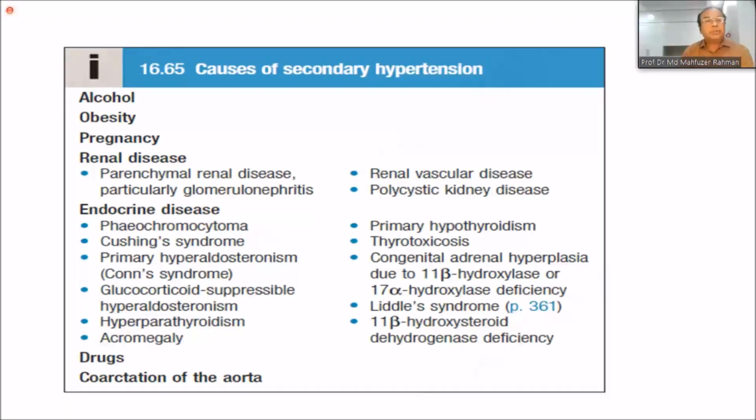And pregnancy, obesity, alcohol, drugs like corticosteroid, NSAID, and sympathomimetic drugs, oral contraceptive pills. These are important etiology behind secondary hypertension. And another thing, coarctation of aorta is also an important cause of secondary hypertension. And it is one of the important duties of a physician to evaluate a hypertensive patient to rule out a secondary cause of hypertension, especially in a younger one presenting with hypertension. We should keep in mind that the patient might have secondary hypertension.